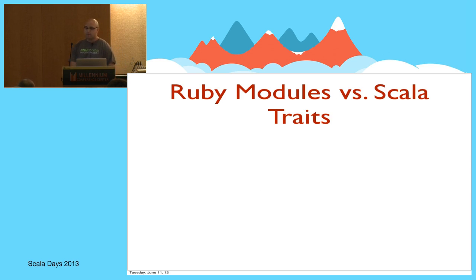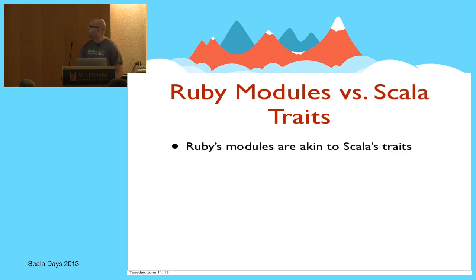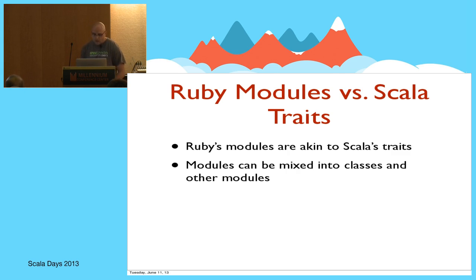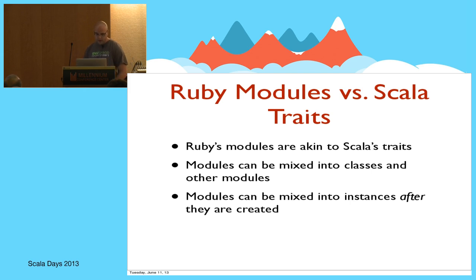So let's look at modules in Ruby versus Scala's traits, right? As I mentioned, modules are mainly used as mixins, just like Scala's traits are. Modules are interesting in that they're the key way to group methods that you can inject anywhere along in the hierarchy. Even when you're defining the class, you can include modules or inject them after the fact, at the instance level or class level.